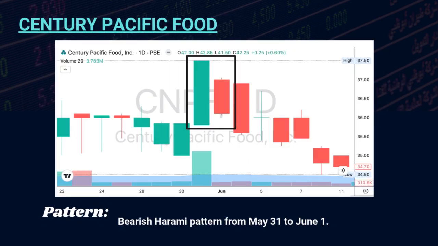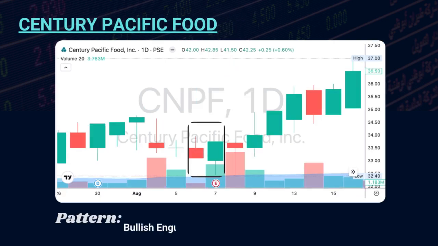In the case of Century Pacific Food, we observe a bearish Harami pattern from May 31 to June 1. This pattern is characterized by a large bullish candle on the first day, followed by a smaller bearish candle on the second day, which remains entirely within the body of the first. This indicates a potential end to the current uptrend or the conclusion of a pullback, signaling a possible resumption of a downtrend. Later, from August 6 to 7, Century Pacific Food forms a bullish engulfing pattern.